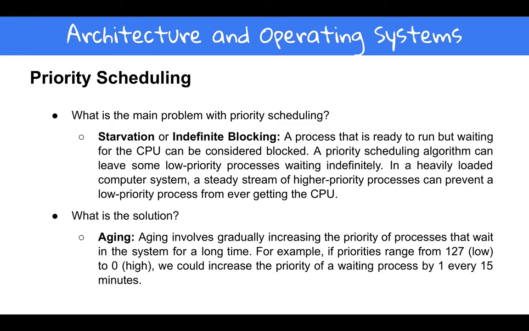Just one more thing about the priority scheduling. We've got one big problem with priority scheduling algorithm. What is the problem? The problem is called starvation or indefinite blocking. What's that? A process that is ready to run but waiting for the CPU can be considered blocked. A priority scheduling algorithm can leave some low priority processes waiting indefinitely. In a heavily loaded computer system, a steady stream of higher priority processes can prevent a lower priority process from ever getting the CPU.